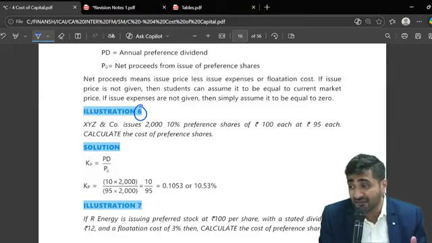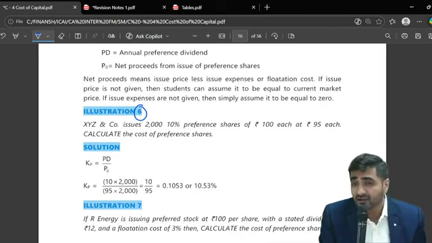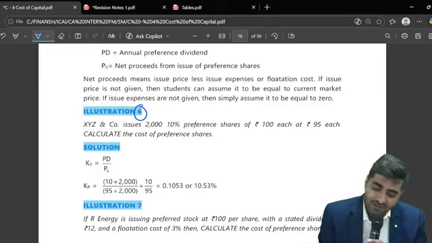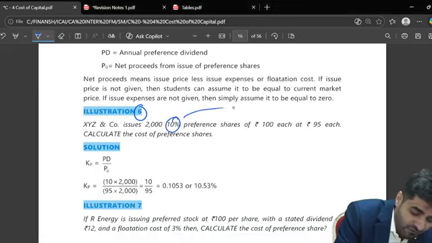Guys, is there any life given to you? If the life is not given, is this redeemable or irredeemable? So if it is irredeemable, how will you calculate your KP? You will take the preference dividend, which is nothing but 10% of 100. Can I say that is 10 rupees? Divide that by 95, multiply that by 100. This is 10.53%.